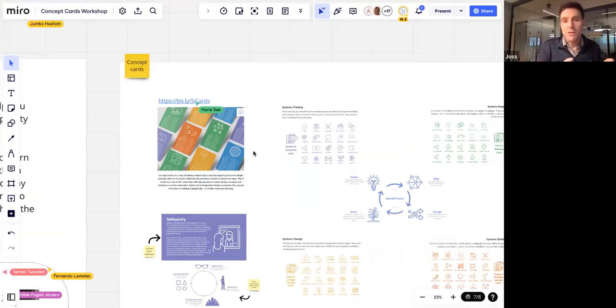And we actually have 2 decks of cards now. One is called the concept cards, which is for learning all the ideas. And then there's also the strategy cards. So we're not looking at the strategy cards today. We'll have a session in the future looking at those. Today we're looking at concept cards.